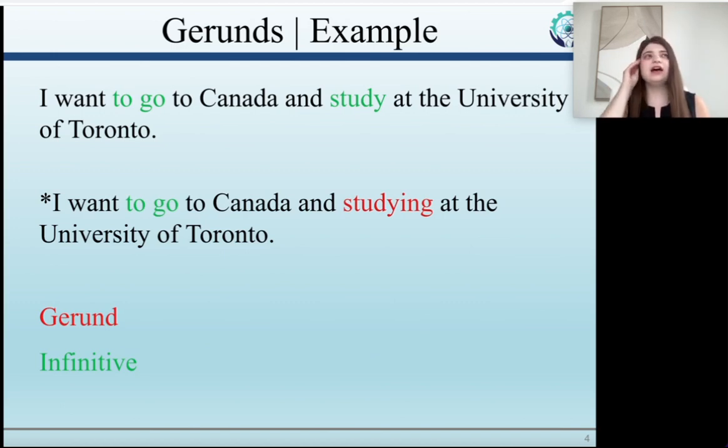Whereas, let me just think of an example here where we use two gerunds, right? If I say I am going to Canada and studying at the University of Toronto, then that's correct, right? Because we use gerunds in both cases. So just making sure we're being consistent is important.